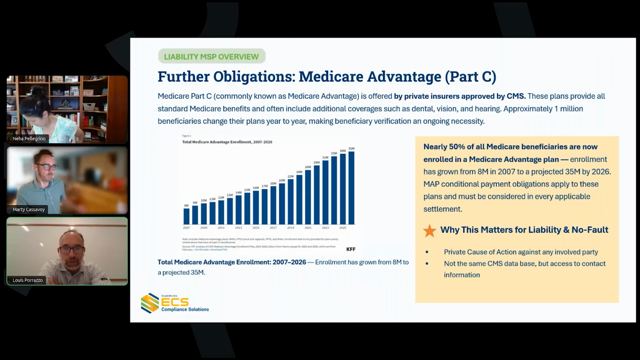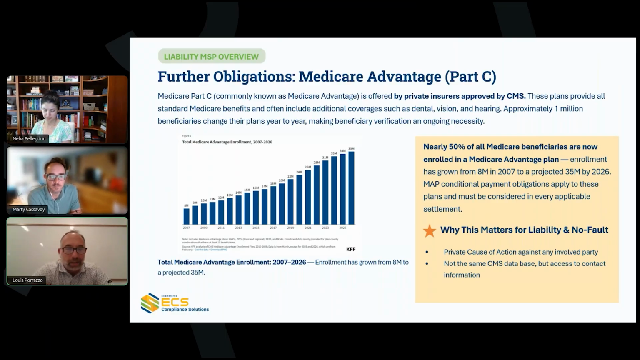It's a private insurance company offering to use or pay for Medicare items and services. All of these plans provide the standard Medicare benefits, and they include additional coverage such as dental insurance, vision, and hearing. And approximately, and it's not enough, almost half the country's Medicare beneficiaries are utilizing Medicare Advantage plans, but about 1 million people a year change from plan to plan, making beneficiary verification an ongoing necessity.